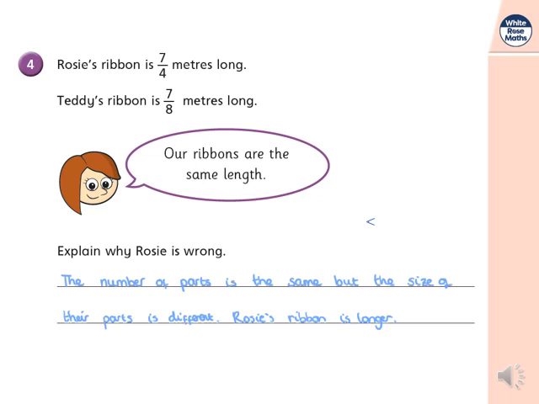So a way that we could have shown it is we could have used our numerators as the same, and when our numerators are the same, the greater the denominator, the smaller the fraction. Or we could have changed our 7/4 into 14/8, and when our denominators are the same, the greater the numerator, the greater the fraction. And a way we could have explained it as well was the number of parts is the same, but the size of their parts is different. Rosie's ribbon was longer.